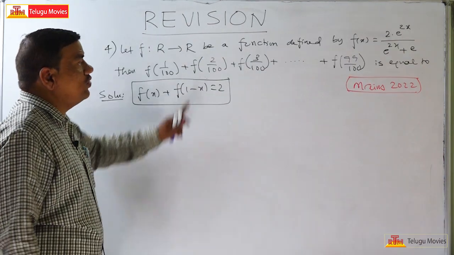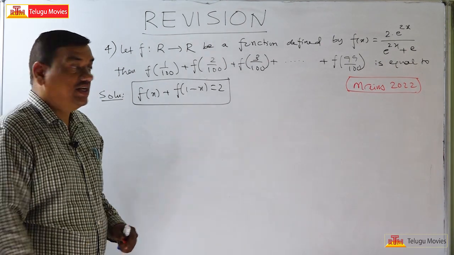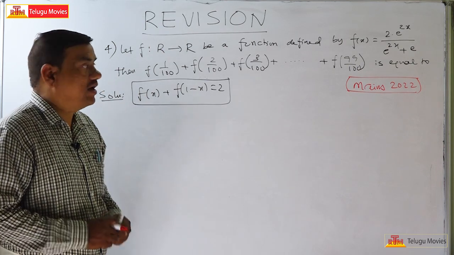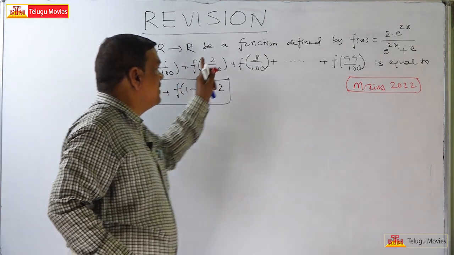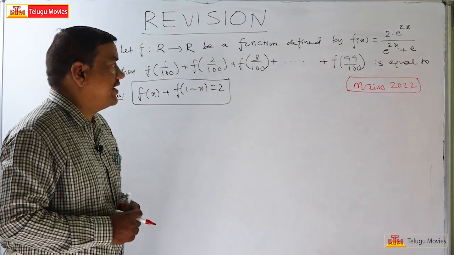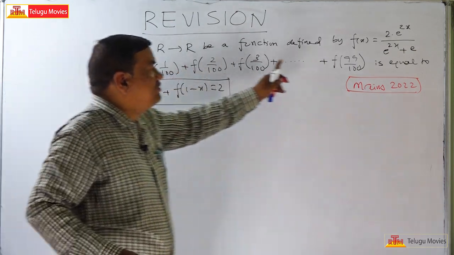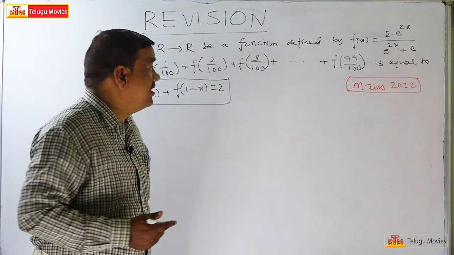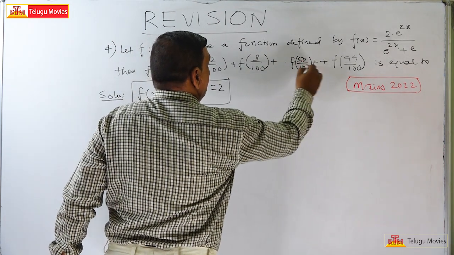On the whole, if f of x is equal to 2 into e power 2x by e power 2x plus e, we got f of x plus f of 1 minus x is equal to 2. Now we have to find out f of 1 by 100 plus f of 2 by 100 plus f of 3 by 100, so on, up to f of 99 by 100. Total 99 terms will be there. So we can group the terms in pairs so that one term will be left over, that is f of 50 by 100.